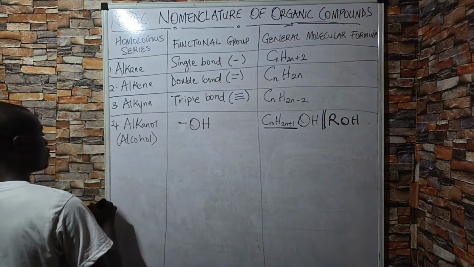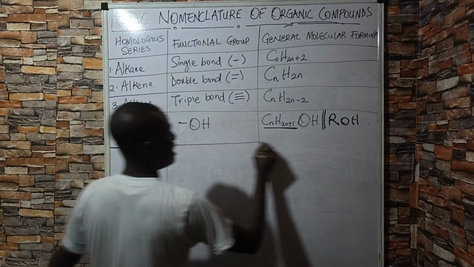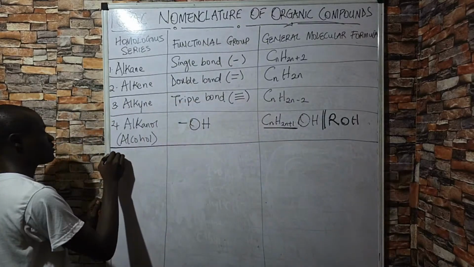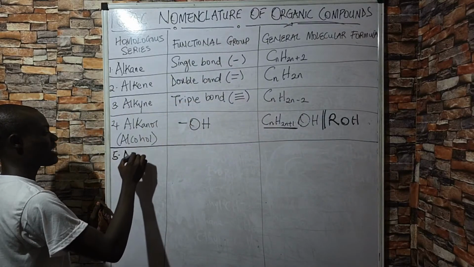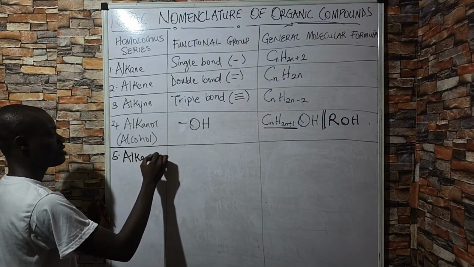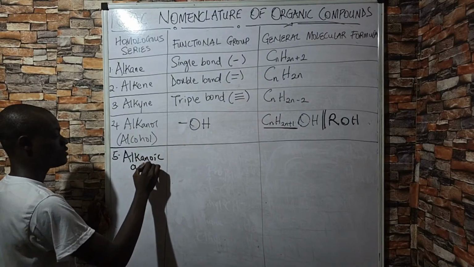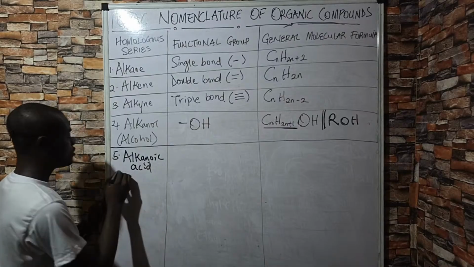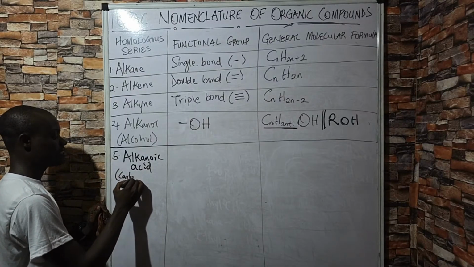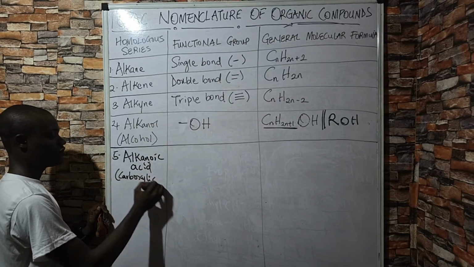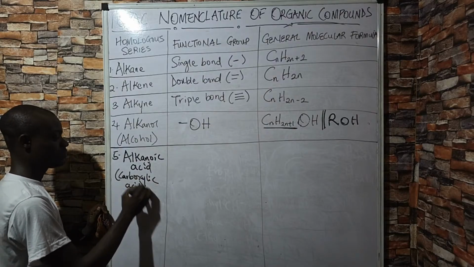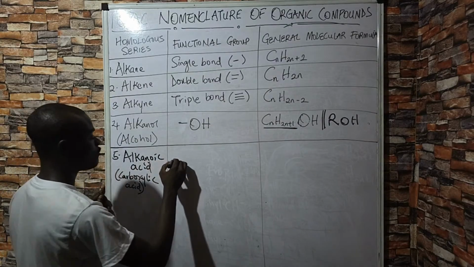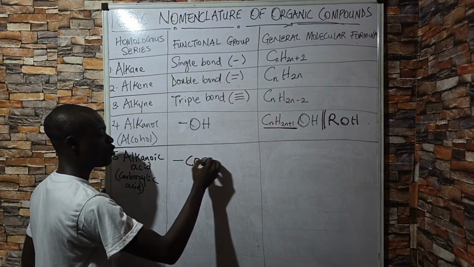So the next compound we are going to look at is what we call the alkanoic acid. Number 5, we have what we call the alkanoic acid. Their old name, they were previously called the carboxylic acid. Now for these, the formula is COOH.